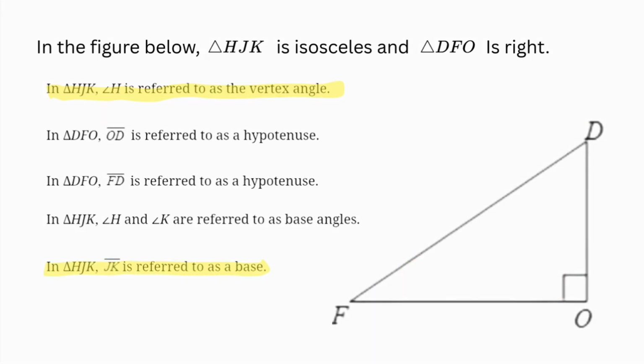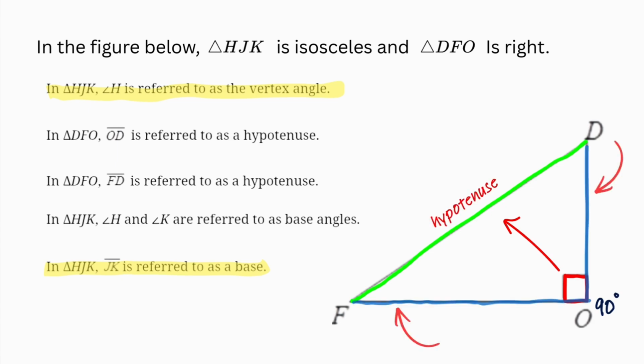Now, let's look at triangle DFO. See that little square at angle O? That's a 90-degree right angle. In a right triangle, the most important side is the hypotenuse. The hypotenuse is always the longest side, and it's always directly across from the 90-degree angle. That means side FD is the hypotenuse.